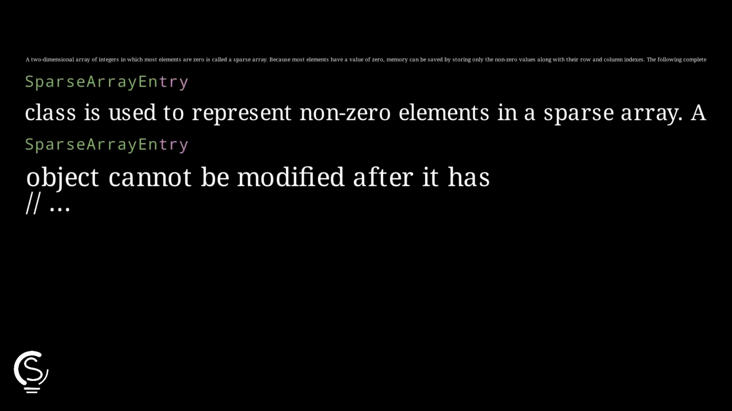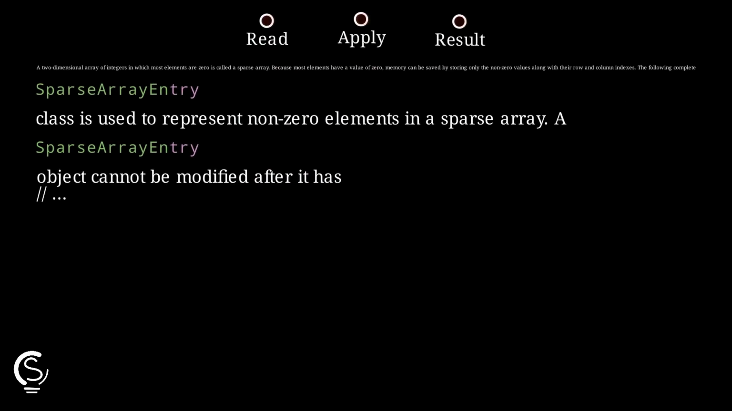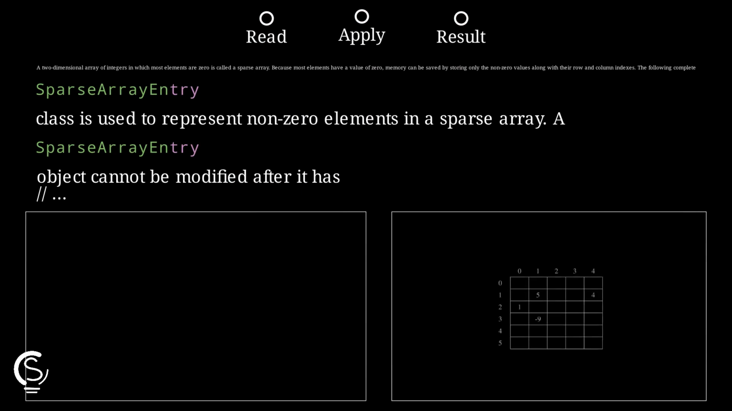For part A, getValueAt should search through the entries list for a sparse array entry whose row and column match the given parameters. If such an entry is found, the method returns that entry's value. If no matching entry exists, then the element in the sparse array must be 0, so the method returns 0.